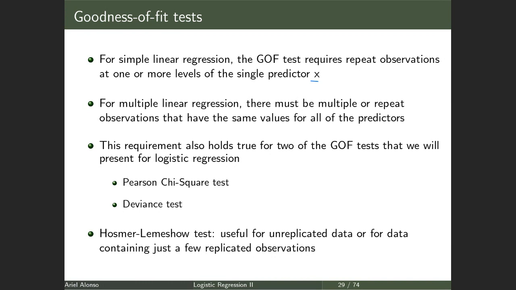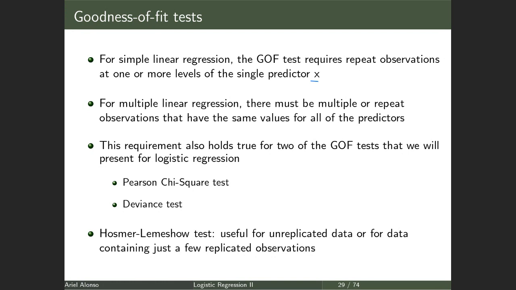We are going to see three different goodness of fit tests. Two of them will require repeated observations. For every specific level of the covariates, we will need to have several Ys to be able to implement the test. And these two tests are going to be the Pearson chi-square test and the deviance test. And it's when you have repeated measurements.